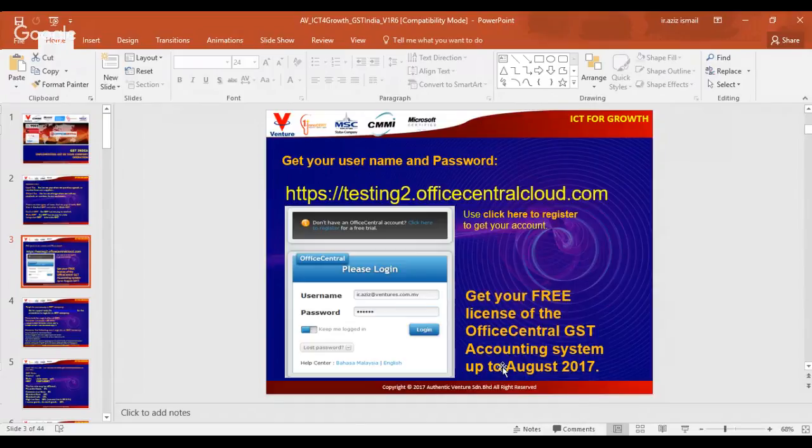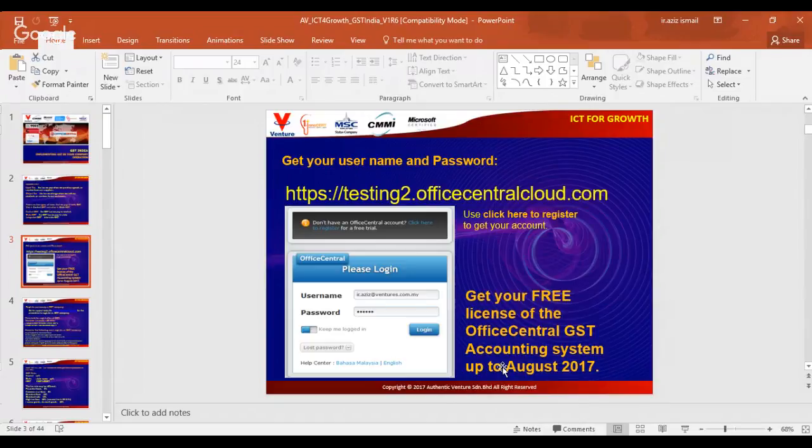It's just that by that time, the application will be finalized because we have all the data for the GST by that time. So if you haven't got your account, just click the button, click here to register on top, and then you are going to get your account. You are going to get the free license to use the Office Central for up to August 2017. So you practically get about 3 or 4 months of free use of the software.